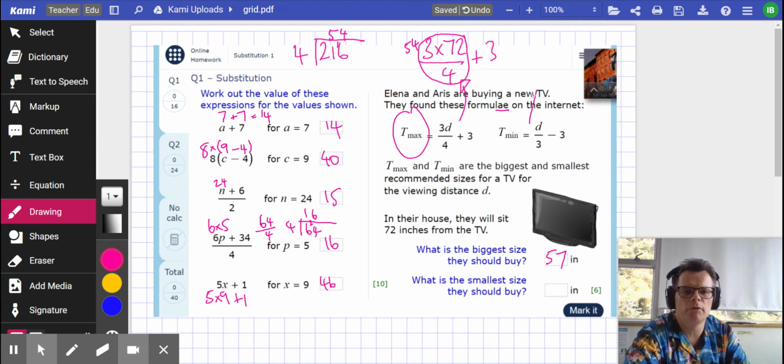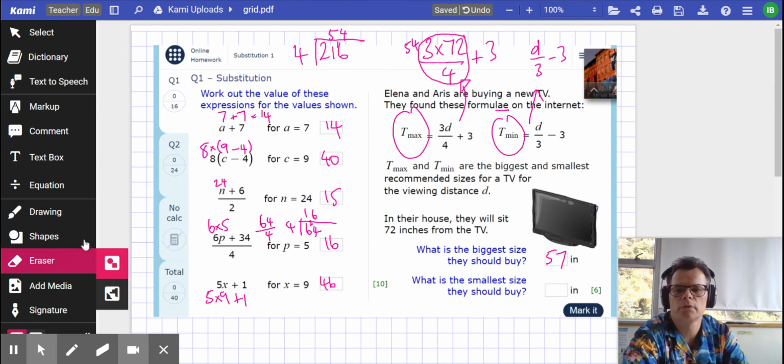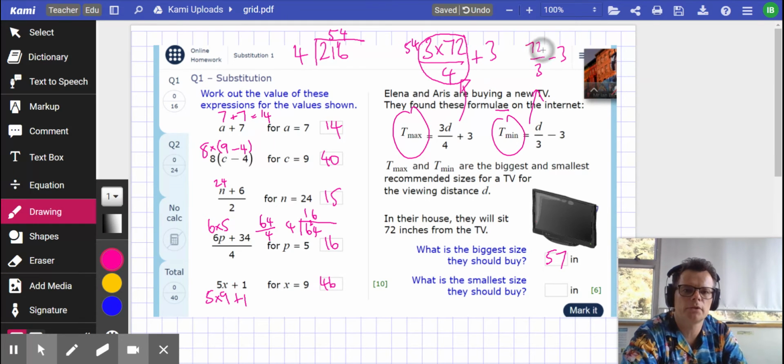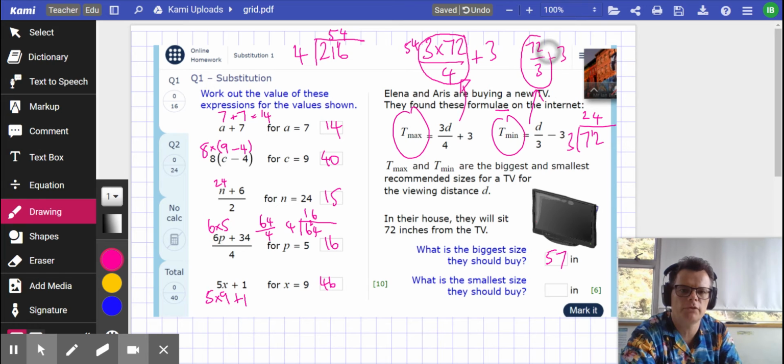And then the minimum is when D is 72. You use this formula for the minimum, T min. D is 72 still. So D divided by 3 minus 3. So 72 divided by 3 minus 3. So what's 72 divided by 3? Again, you might need to do the working. 3s into 7 go 2, remainder 1. 3s into 12 go 4. That's 24. And then 24 take away 3 is 21. So that will be the answer there.